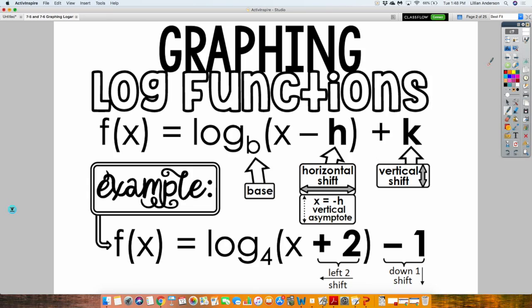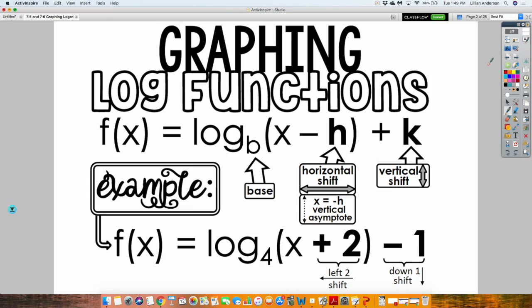Okay, so for example, you have log base 4 of x plus 2 minus 1. That means this graph got shifted to the left and also down 1. Now, one thing that this function is missing is what? What transformation is not present on this page? The shrink or the stretch. Where would that go, you think? It goes before the log.